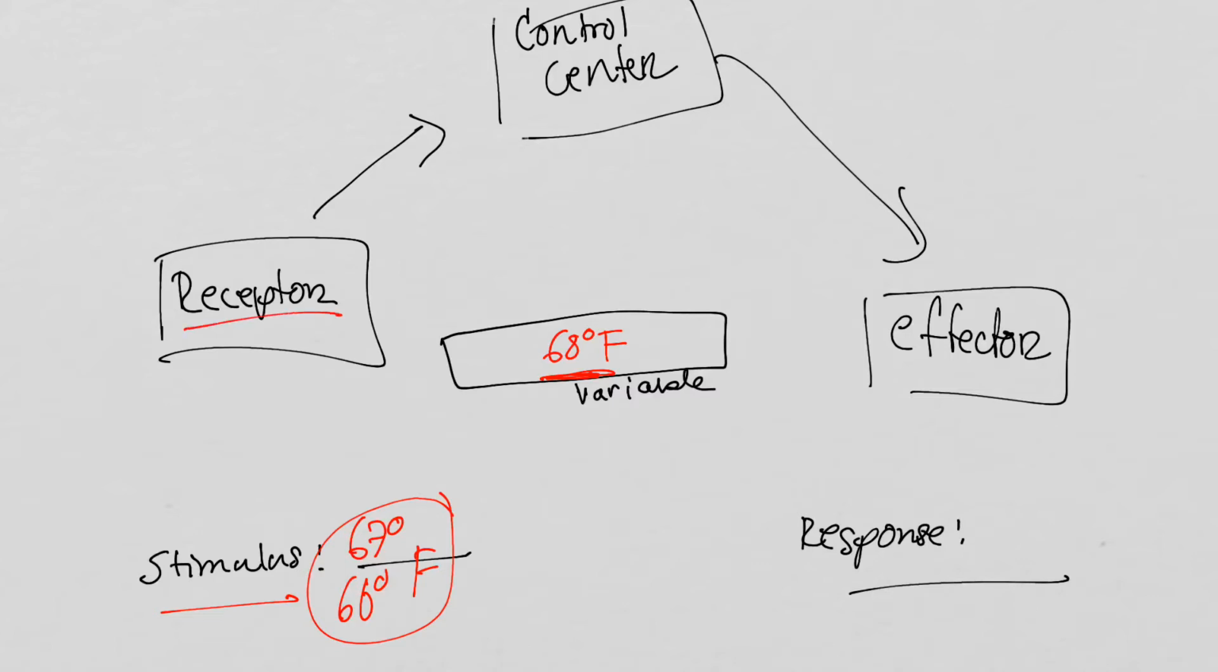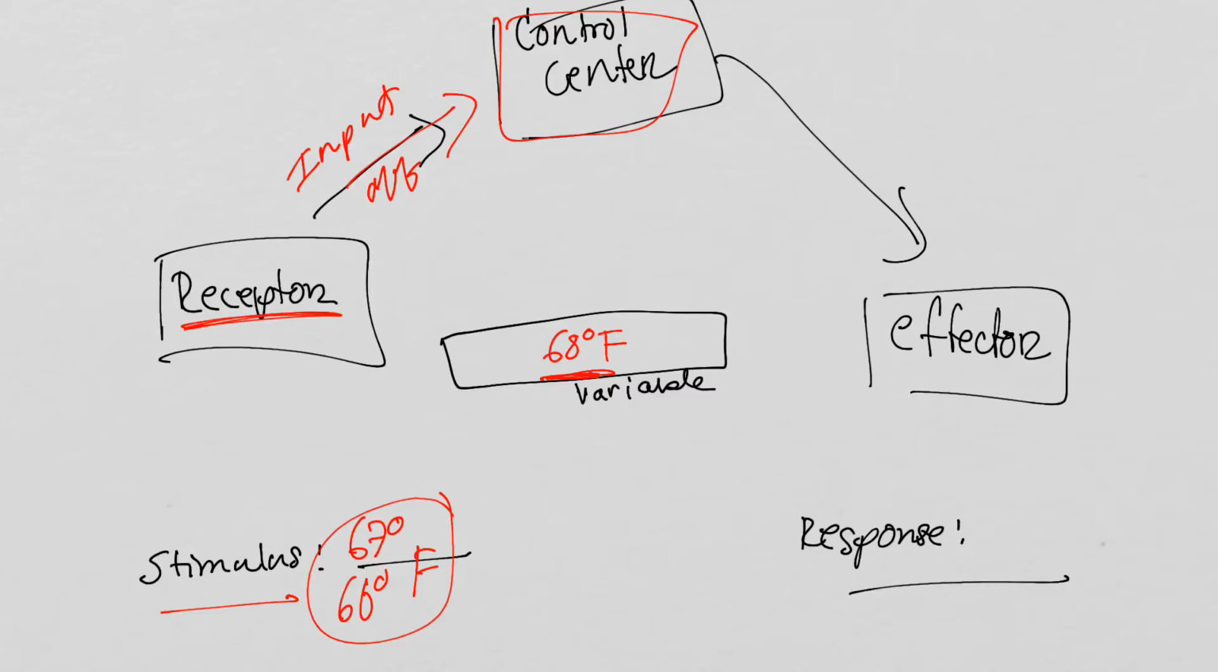And the receptor, which in this case, your home heating system, is your thermostat. The receptor is going to detect that the room temperature is no longer 68 degrees, and it's going to send input along the afferent pathway to the control center. The control center's job is to interpret this information. So the receptor in this example is the thermostat. The control center is also the thermostat in this example. So the control center's job is to interpret this input and decide what needs to happen.